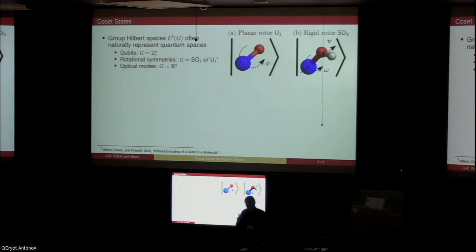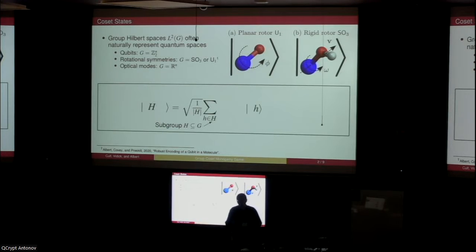So given this group structure, you can build states on this space, at least mathematically, that exploit the structure in potentially useful ways. And this is the idea of these coset states. The beginning point is that you take a subgroup of your group and look at a superposition of all the elements of the subgroup, and that's a valid state as long as it's finite.